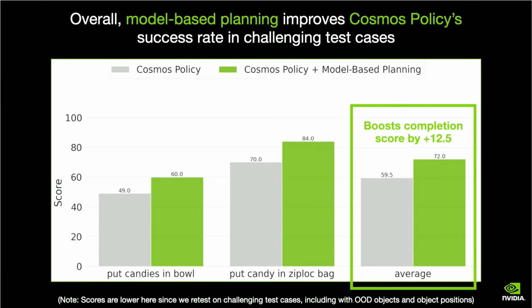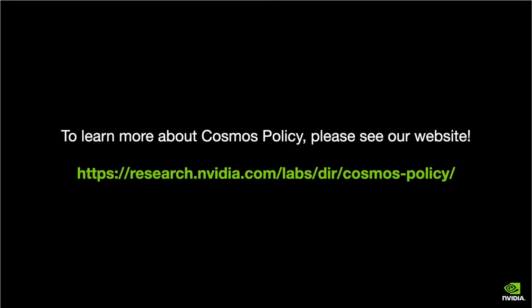Overall, we find that model-based planning improves Cosmos policy's completion score by 12.5 points on average across challenging settings. To see how Cosmos policy works and learn more about it, please visit our website. Thank you.